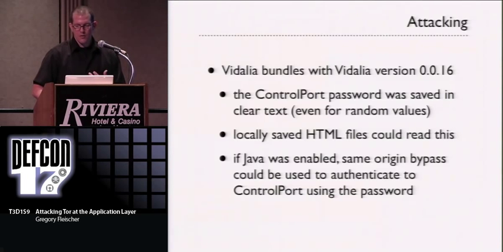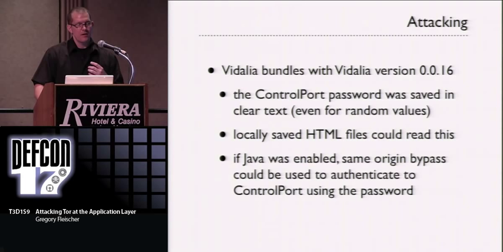You say, oh, well, what can we do with this? Well, in Vidalia bundles, with Vidalia version 0.0.16 and earlier, the control password was saved, even for random values, in clear text in the Vidalia configuration file. So locally saved HTML could read this. They could go through, figure out where your Vidalia installation is by enumerating the directory structure of your machine, open that file, and read out the value.